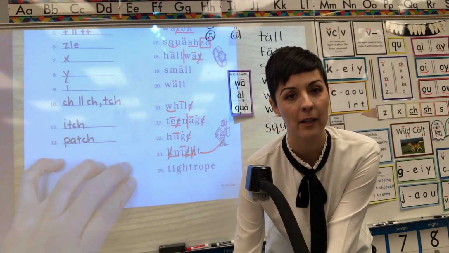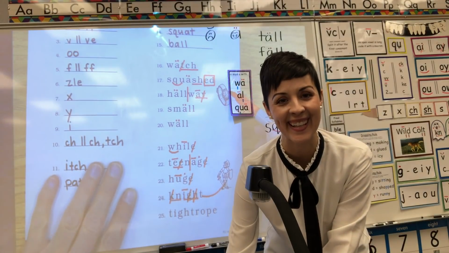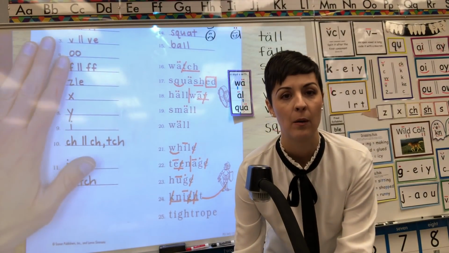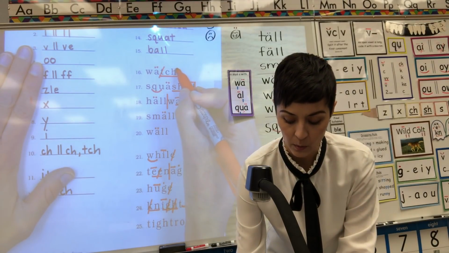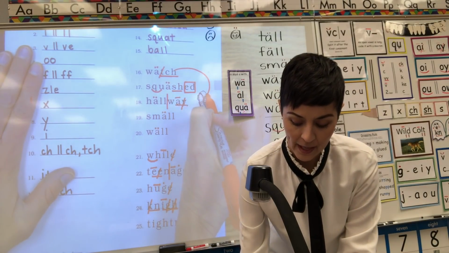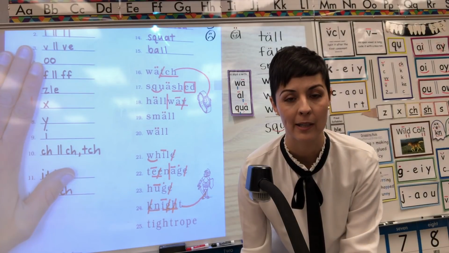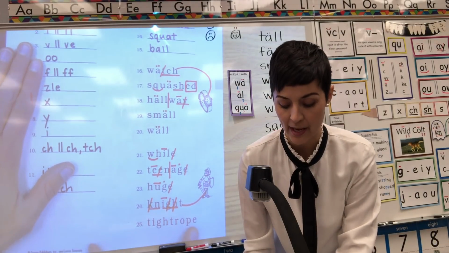Oh, did I forget to match the picture up here? Yes, I did. Oh, it's kind of tricky to see. Will you come all the way up to the top where it says watch, curve it around, match it? That was the watch. Okay, now let's finish the last one.